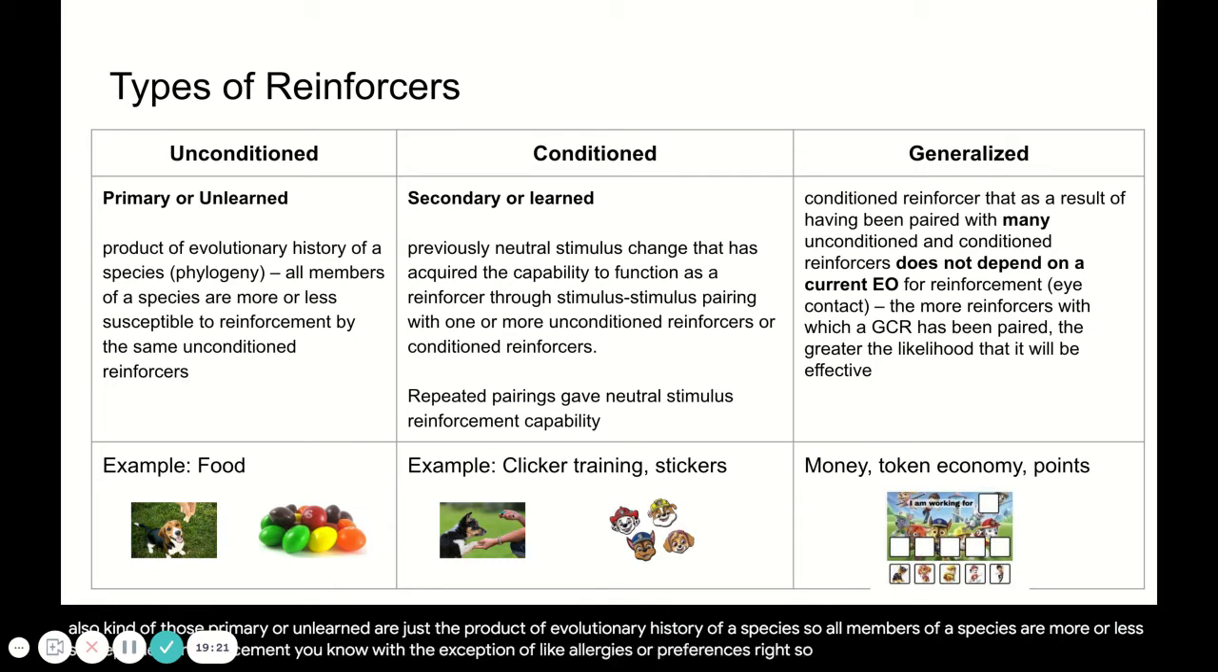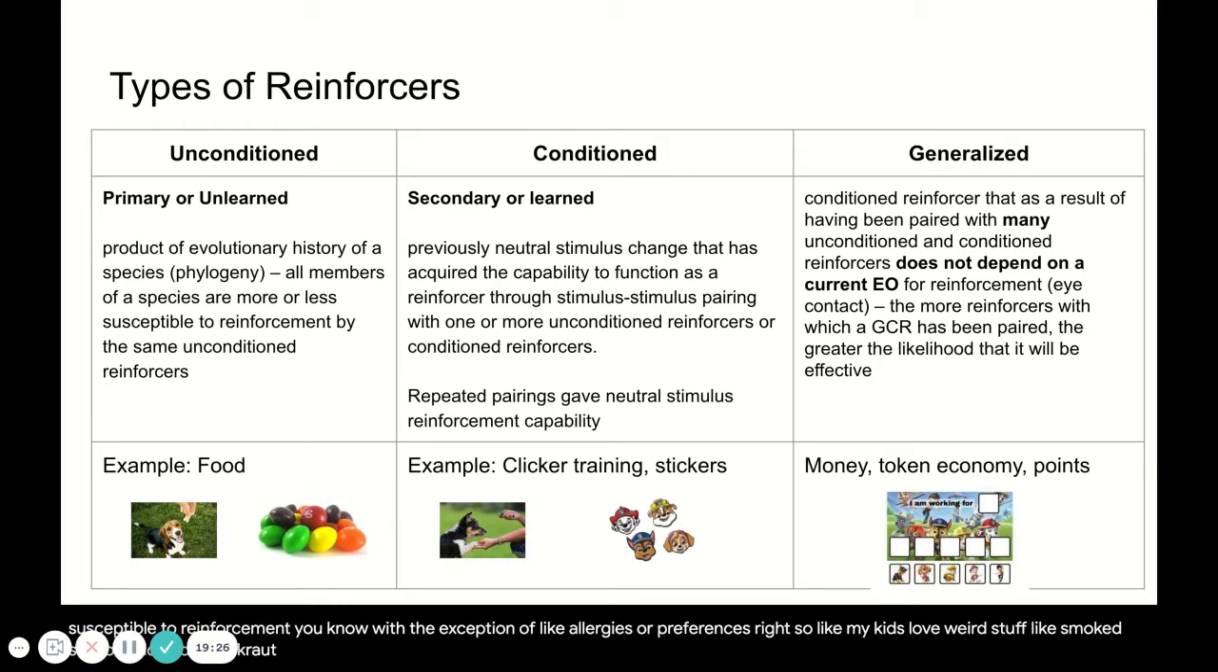preferences, right? So like my kids love weird stuff like smoked salmon and sauerkraut, which I say is weird, but in some cultures that's totally typical, while in the standard American diet, most 2 and 4-year-olds don't love that stuff. Mine do.